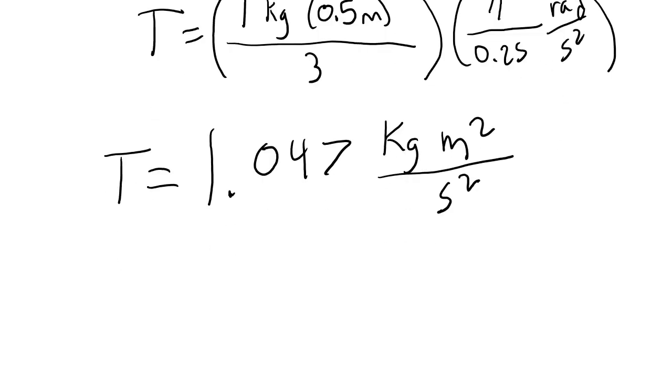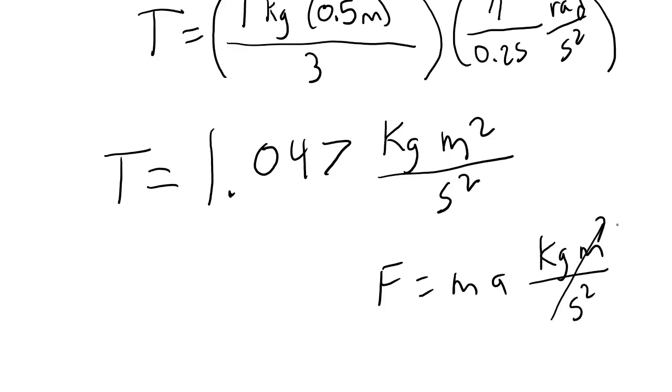Now, we know that force is mass times acceleration, and so the units on force might be something like kilograms meters per second squared. In fact, this unit is a Newton. So if I cross off my kilograms, seconds squared, and one of the meters, that becomes Newtons. So the units of torque that I've just calculated here is Newton meters.